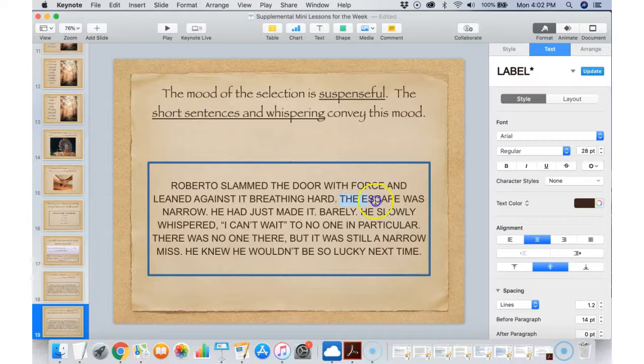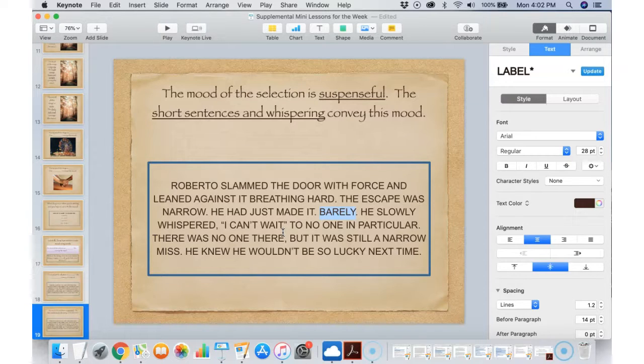Okay. The escape was narrow. That's a short sentence. 4 words, right? Look at this one. He had just made it. 4 words. Barely. 1 word. And then he did slowly whisper something. So we see a suspenseful mood. We see short sentences and whispering.